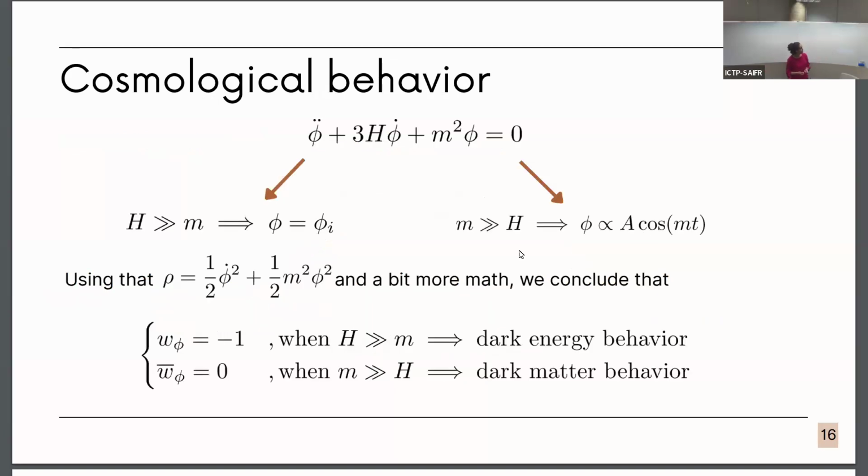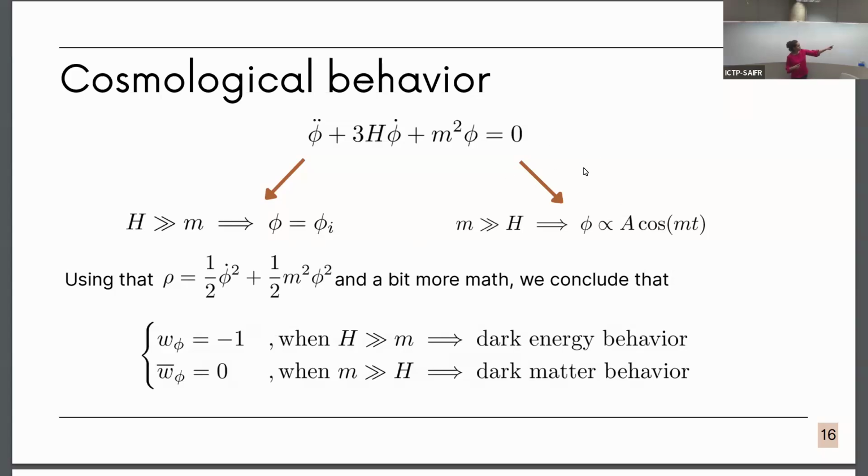And when you solve this equation of motion, you see that in the regime in which the Hubble parameter is much bigger than the mass of your particle, the field is frozen. And in the regime where the mass is much bigger than the Hubble parameter, your field will oscillate. Just to remind everybody, the Hubble parameter will get smaller and smaller as time goes on. So for a fixed mass, your dark matter candidate will probably behave like this for a while, and then change its behavior to oscillatory behavior.